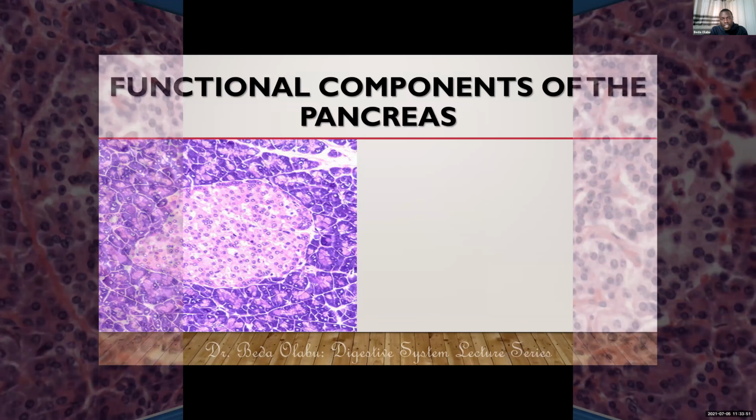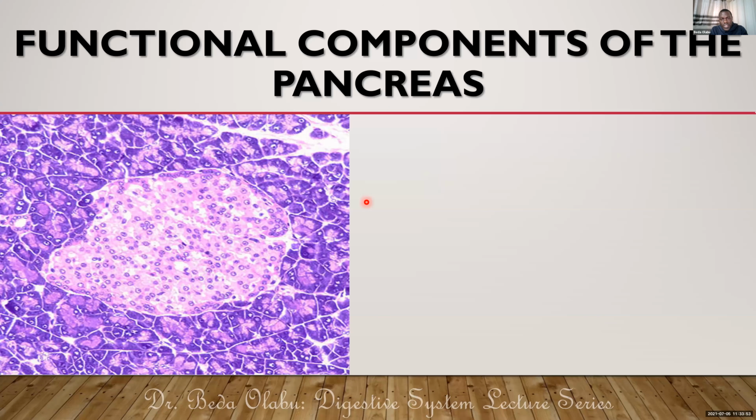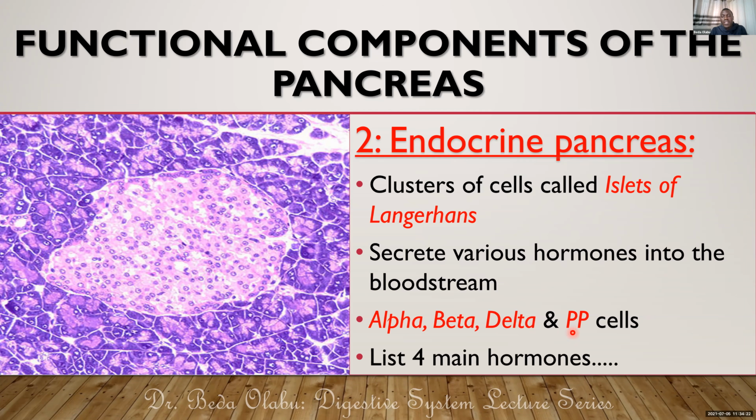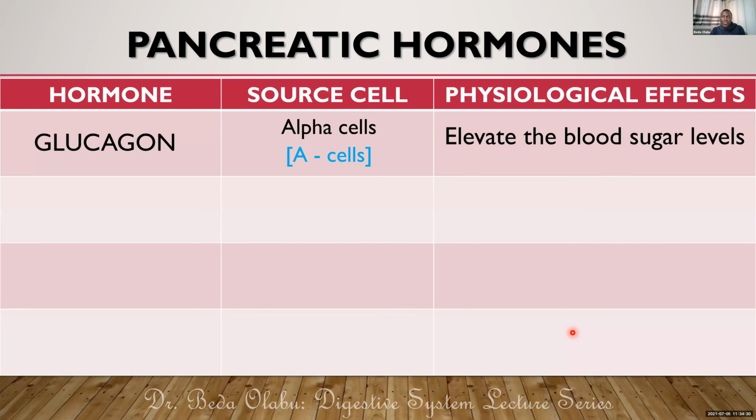So as I've mentioned, the exocrine part releases pancreatic juice. The endocrine pancreas, as we mentioned back sometimes, is made up of the pancreatic islets of Langerhans, which secrete a number of hormones according to the different cell types. The alpha cells secrete glucagon, beta cells secrete insulin, delta cells secrete somatostatin, and the PP cells secrete pancreatic polypeptide. I hope you still remember the role of each of those hormones.